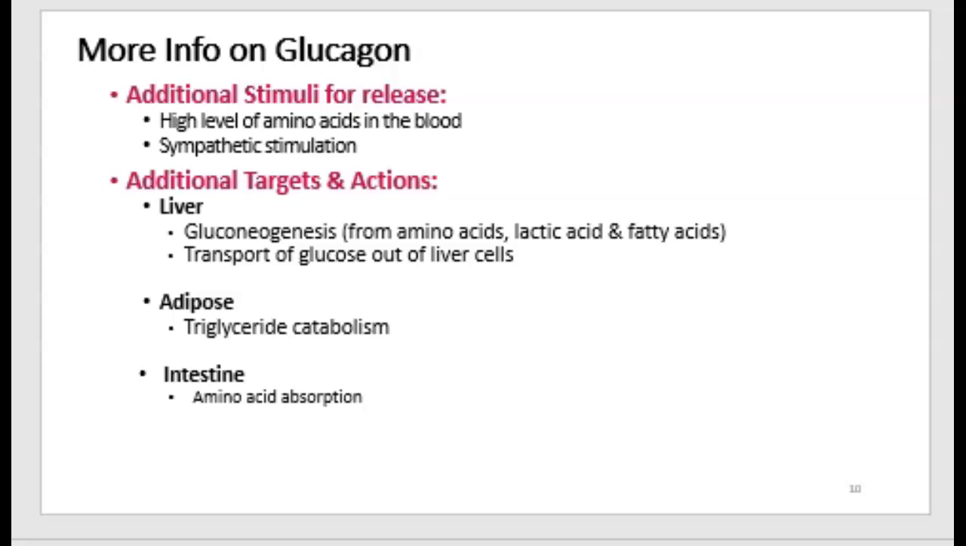Sympathetic stimulation also causes the release of glucagon. So in order to raise blood glucose and distribute it to all the cells of the body that will be needing to make lots of ATP for the fight or flight response, the sympathetic nervous system stimulates the release of glucagon to increase that blood glucose level.